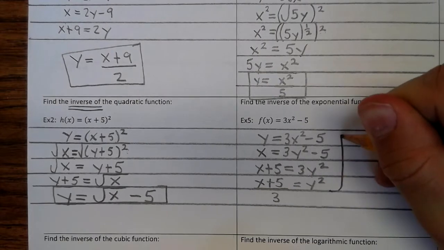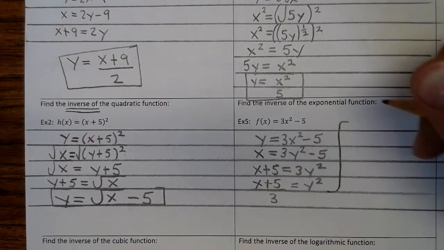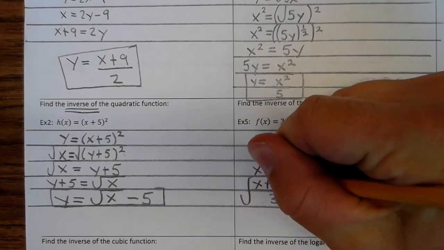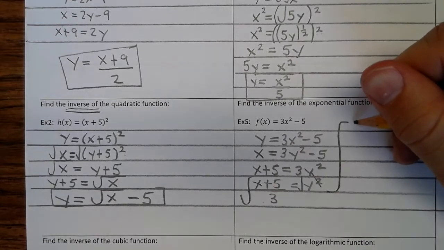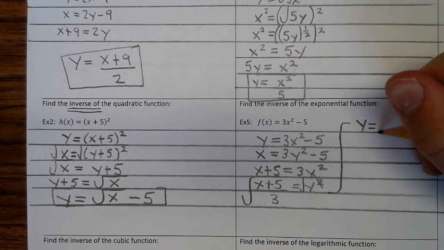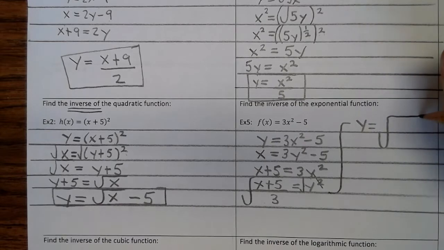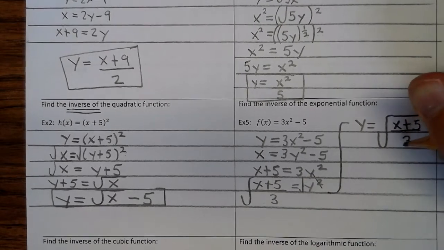Let's bring our work up here. So the last step is to take the square root of both sides. This becomes the power of 1. So you have y equals the square root of (x plus 5) divided by 3.